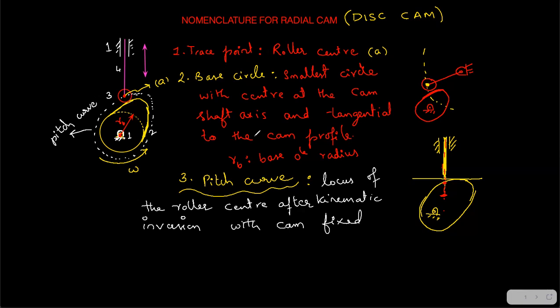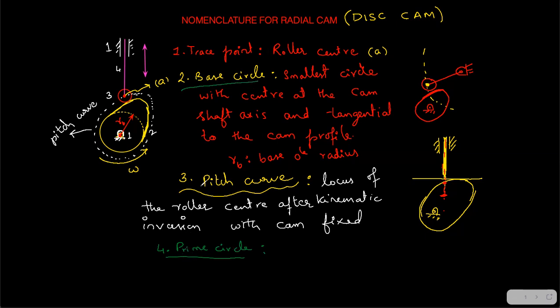And then we have yet another one. The other topic is your prime circle. I hope pitch curve is clear, right? Next one is the fourth point. Let's take the fourth point as prime circle. First you had a circle. What is it? Base circle. Now you have prime circle.